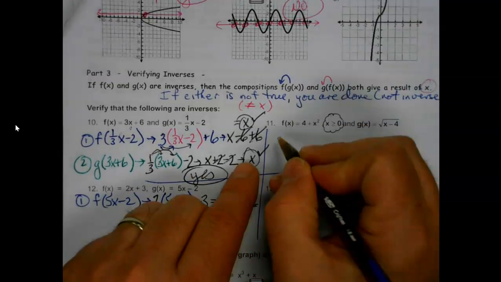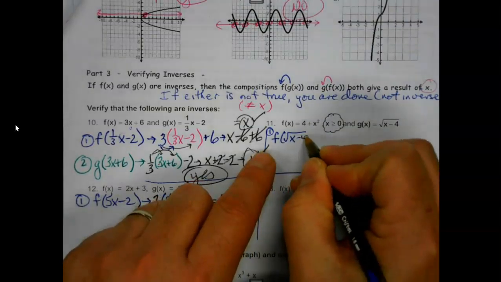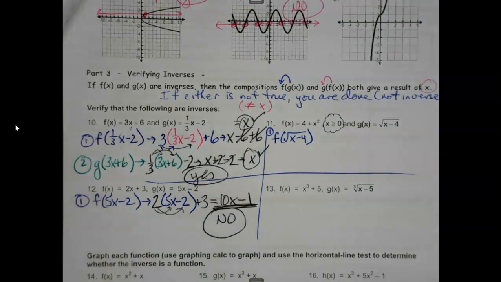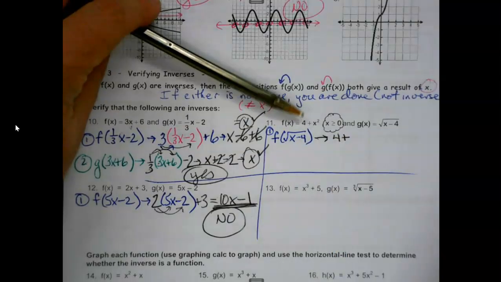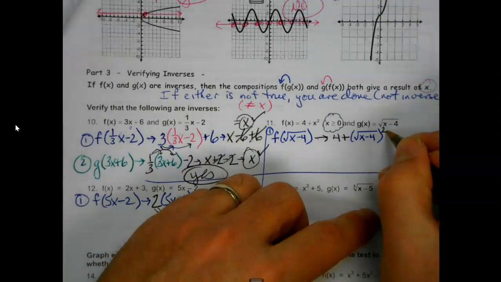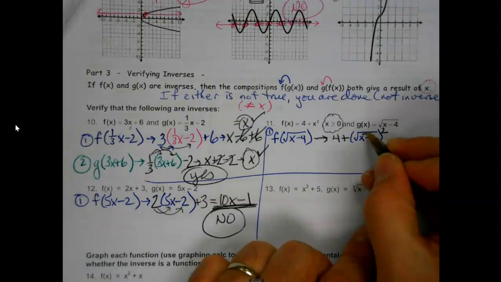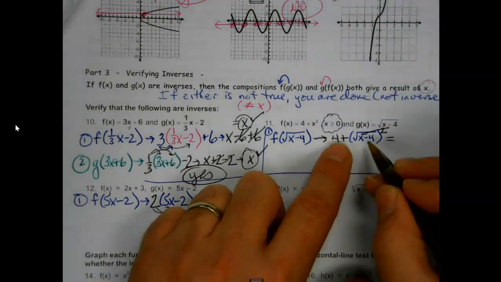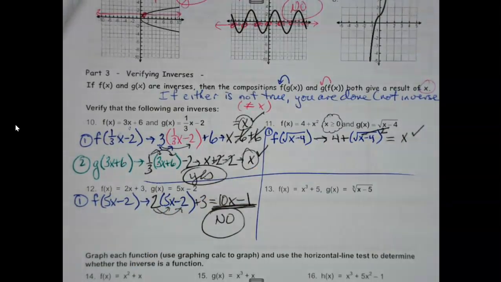So here, same thing. F of, there's my g of x. So let's see what we get. Here's f. 4 plus the square root of x minus 4 squared. You're like, well, doesn't squared and square root just cancel? Yup. So 4 plus x minus 4, 4 minus 4 is 0. That's x, that works. So step 1 passed.